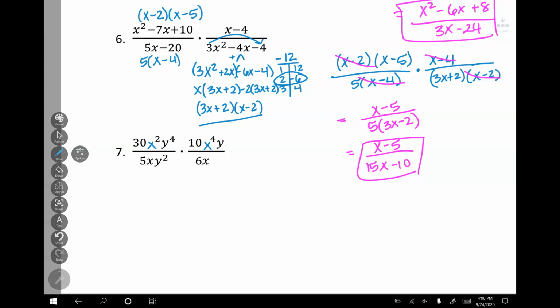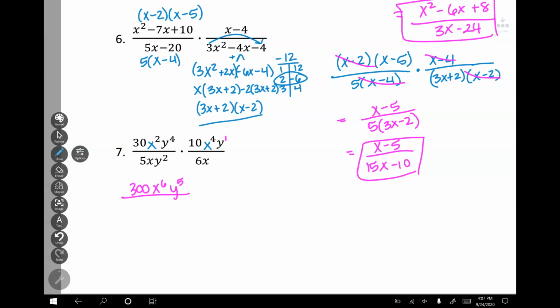I think it's actually easier if you go ahead and multiply across. So use your properties of exponents. How would I multiply 30x squared y to the fourth times 10x to the fourth y? I would multiply the coefficients, which gives me 300. And then I would add my exponents because I'm multiplying, so x to the sixth and y to the fifth.